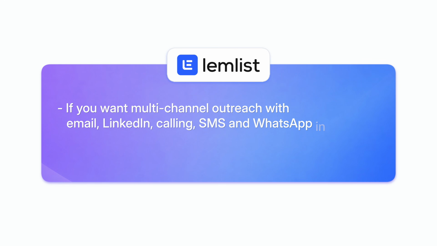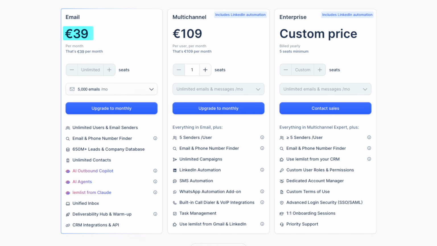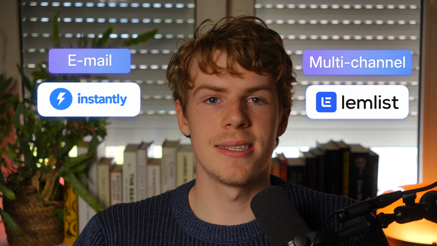If you want multi-channel outreach with email, LinkedIn, calling, SMS and WhatsApp from one place, Lemlist is the only real option here. Instantly simply doesn't touch those channels. And if you are doing email only with a bigger team, the 39 euro plan with unlimited users is one of the better value options in the space. But overall, I would say that for email, Instantly is the better option, and for multi-channel, go with Lemlist. And that is mainly because of the Google Mailbox cost when buying through both of these platforms.